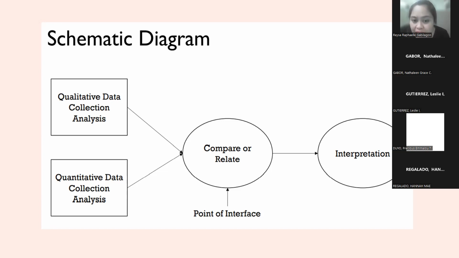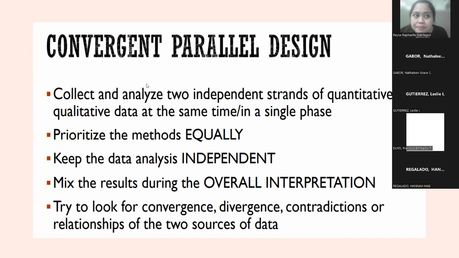research. Now, after the analysis, we are going to compare the results of the two, and then we will look for divergence and convergence, or if there is contradiction between the numerical data collected and the linguistic data. And then after that, we will be doing the interpretation. So that's how you do the convergent parallel mixed method research design. So we will be treating both data equally, ha. May equal weight sila.